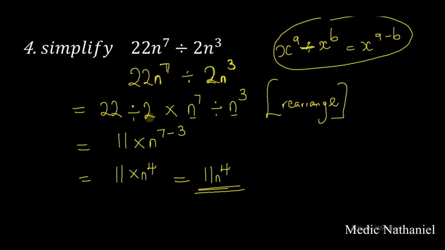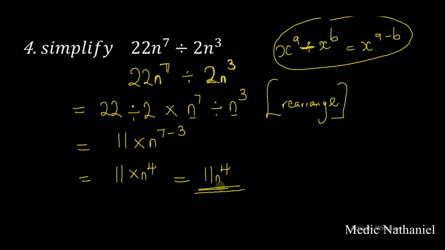So 22 divided by 2 will give you 11, times n raised to the power of 7 divided by n raised to the power of 3, which according to the division law of indices is equal to n raised to the power of 7 minus 3. 7 minus 3 will give you 4. So that will be equal to 11 times n raised to the power of 4, which is 11n raised to the power of 4. So it's a very simple question.